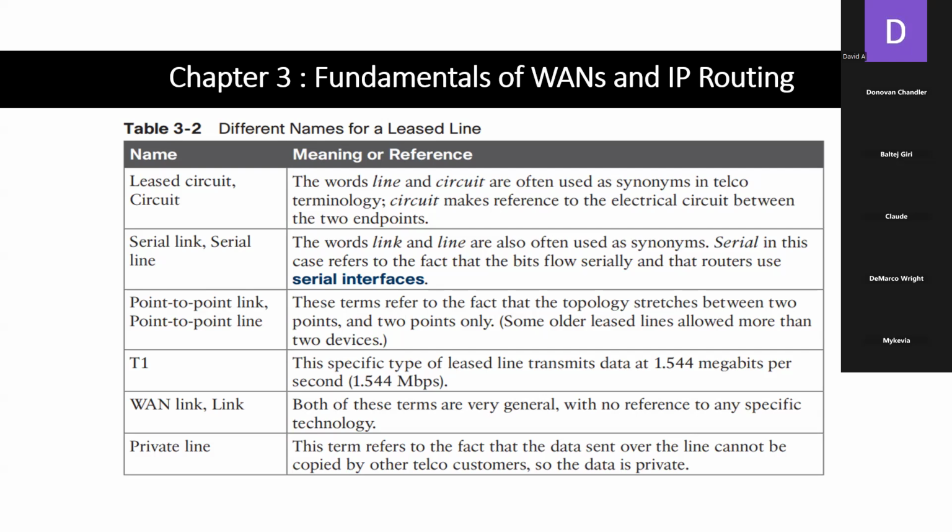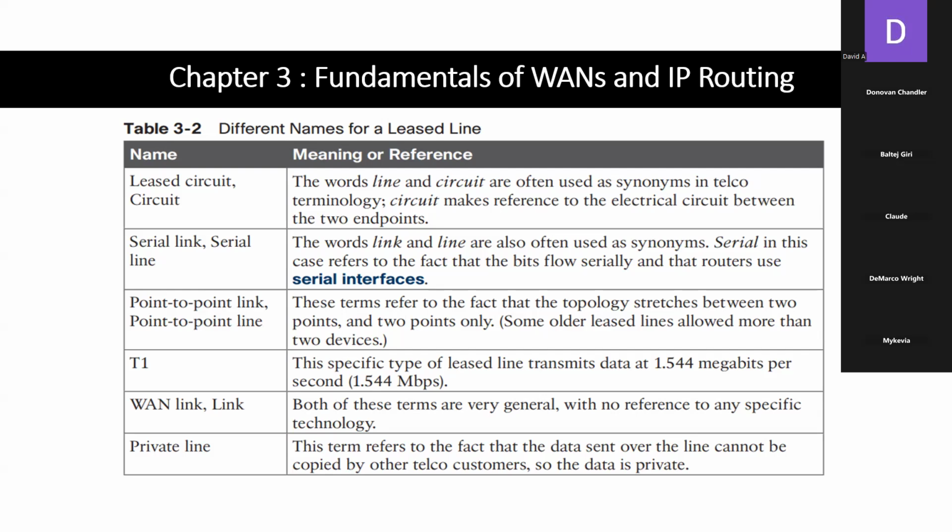Another term for a leased line is point-to-point link or point-to-point line. These terms refer to the fact that the topology stretches between two points and two points only. Some older lease lines allowed more than two devices. T1s, I'm sure you guys have heard of this before. This specific type of lease line transmits data at 1.544 megabits per second.